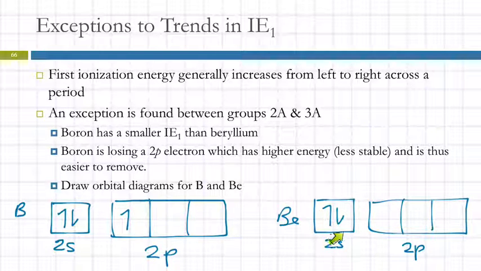Beryllium will have a higher first ionization energy. That's not what we predict based on the trends. Based on the trends, as we go across, we expect the ionization energy to get larger. Boron should have a larger first ionization energy, but it doesn't. And that's because the electron that's being removed is less stable, and so it's easier.